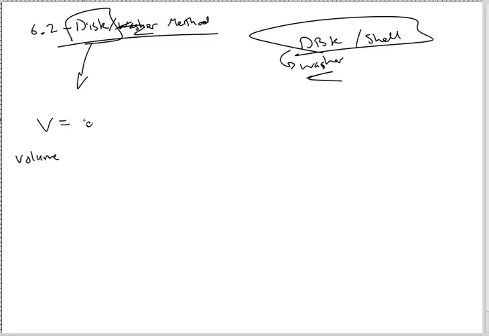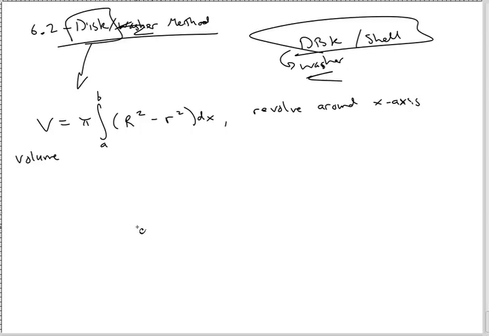Volume is equal to pi times the integral from a to b of capital R squared minus little r squared dx. And this is when you want to revolve something around the x-axis. Well, there's your formula, and obviously the video keeps going, so there must be more to it than just this. We got to actually do stuff.